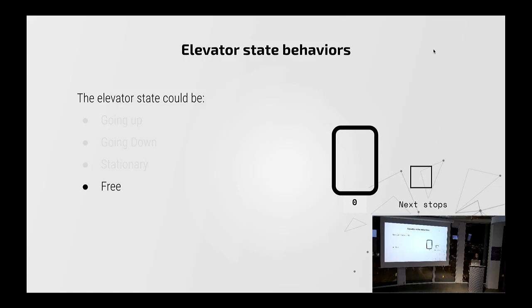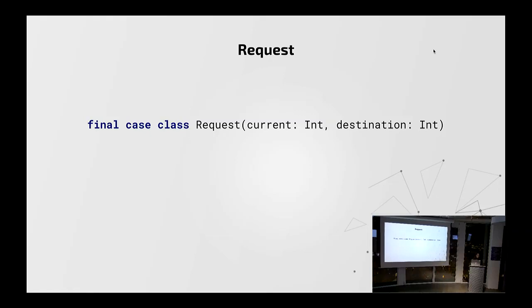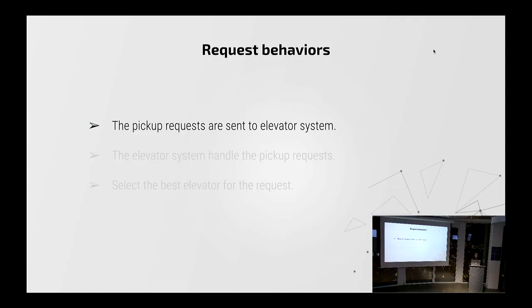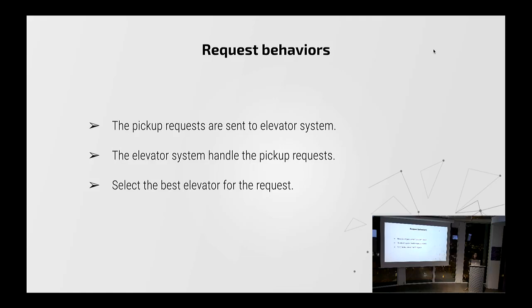Now, for the request, each passenger would be on a current floor and will specify its destination. So the request will hold this information for us. And the pickup request, as a behavior, should be sent to the elevator system. And the elevator system should handle these requests and select the best elevator to serve this request.